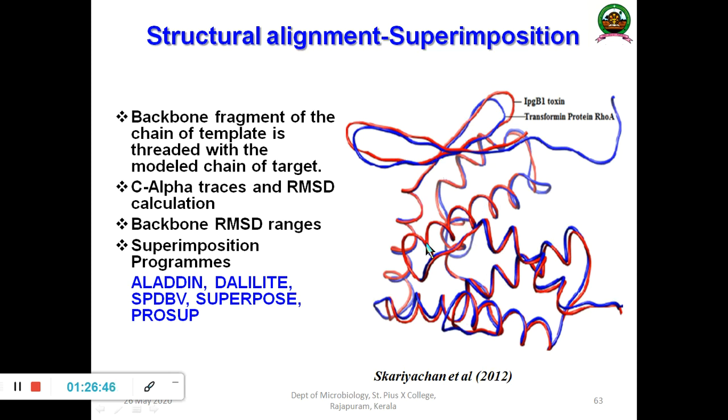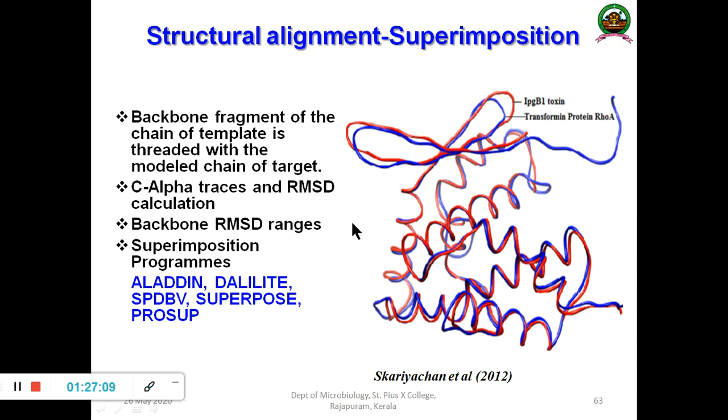Here you can see most of the regions are almost aligning. You can see there is slight variation in some regions. So one is the target, one is the template. How do you do it? By using the superimposition technique, and this is a C alpha trace calculation. You trace the position of the C alpha atoms, so that is known as root mean square deviation.